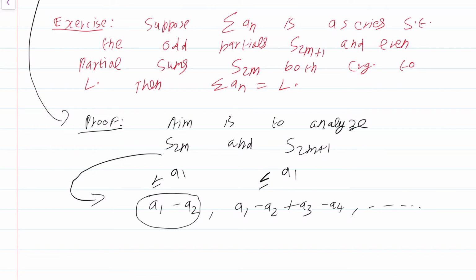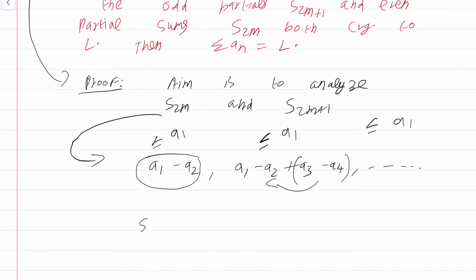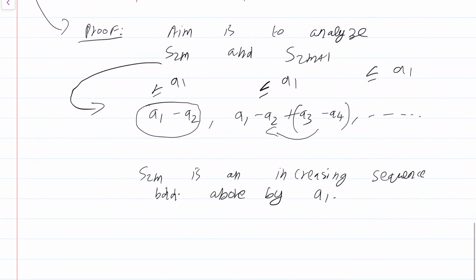And if you observe carefully, at every point when I'm adding 2 terms, the magnitude of those 2 terms will always be a positive quantity, because for instance here I am adding a3 minus a4. I'm always adding a positive quantity, but that positive quantity cannot offset the negativity coming from the previous quantity. So at each stage I will always get less than or equal to a1. Moreover, it's an increasing sequence. Both should be very patently clear from what I have said. So S2m is an increasing sequence bounded above by a1. So by the monotone convergence theorem, S2m converges to some L1.